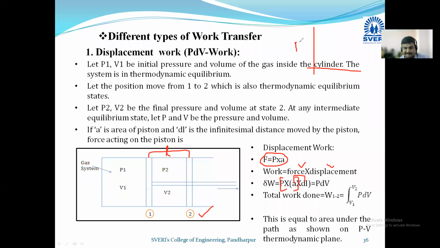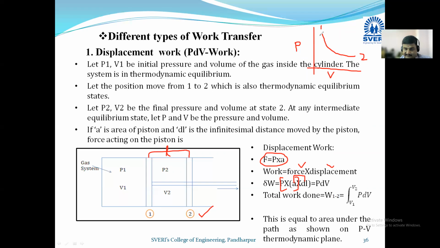Here there is pressure, here there is volume. State 1 is here. Pressure keeps increasing and volume keeps decreasing. So your curve will be observed in this way. State 1, state 2. Going from 2 to 1, volume has decreased and pressure has increased. Going from 1 to 2, pressure has decreased and volume has increased.